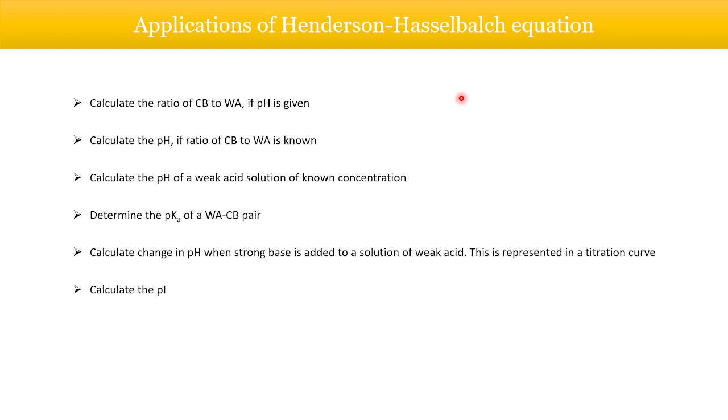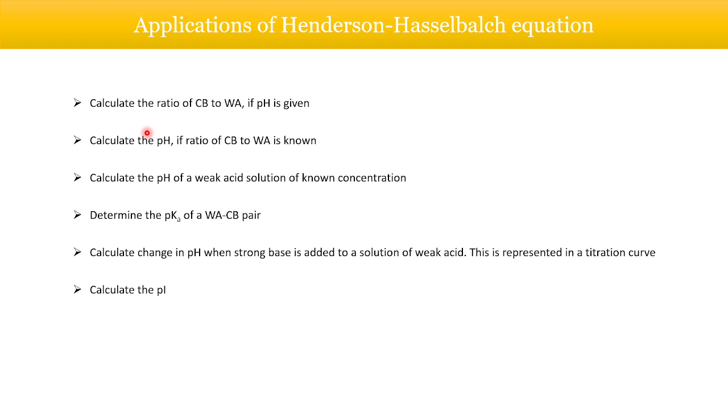Now we can also calculate the pH if this particular ratio is known to us, and calculating the pH of a weak acid solution of a known concentration using the Henderson-Hasselbalch equation is also useful. We can also determine, for example, the pKa. Although it's a standard quantity, let us assume that we do not know the pKa value.